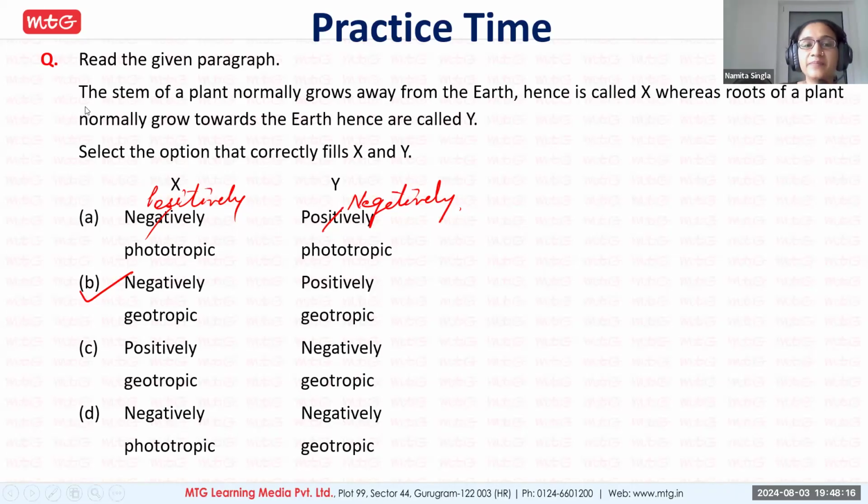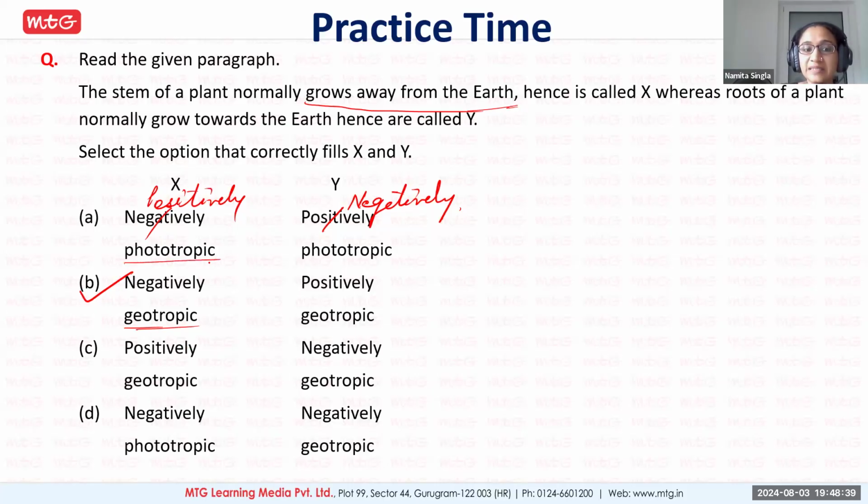Because read the statement carefully. The stem of a plant normally grows away from the earth. Hence it is called X. So here we are talking about growing away from earth, so you have to answer accordingly. Since it grows away from Earth, it is called negatively geotropic, because geotropism is the response towards the Earth, towards gravity.